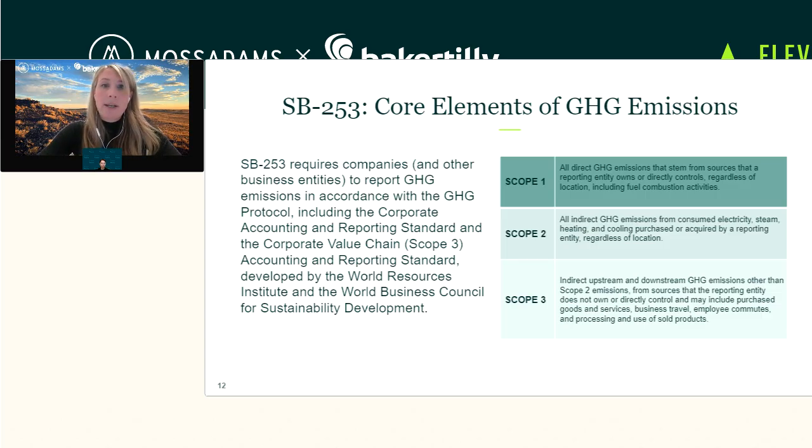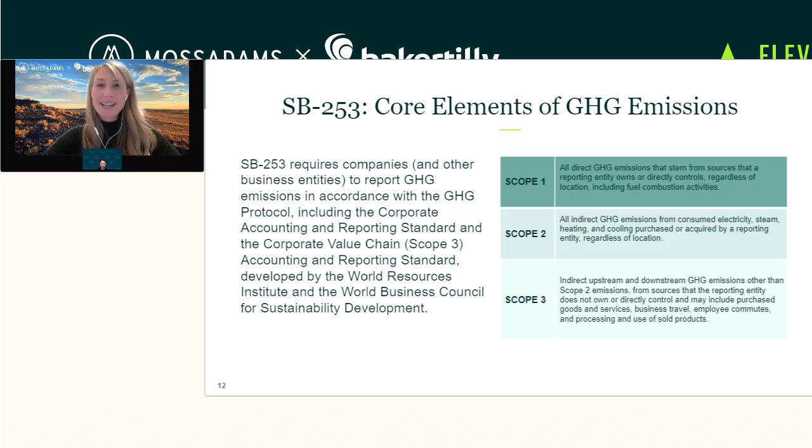Scope 1 emissions are an entity's direct emissions that stem from any sources that they own or directly control. Generally, we see this as things like natural gas, diesel, and propane usage for heating at facilities or offices, vehicles that are owned or leased by the company, or fuel-burning equipment used by the organization. Scope 2 emissions are all indirect greenhouse gas emissions from consumed electricity, steam, heating, or cooling. In practice, we generally see the largest contributor of Scope 2 emissions being electricity usage at facilities that are either owned or rented by organizations.